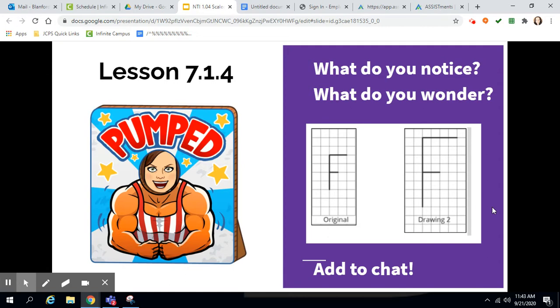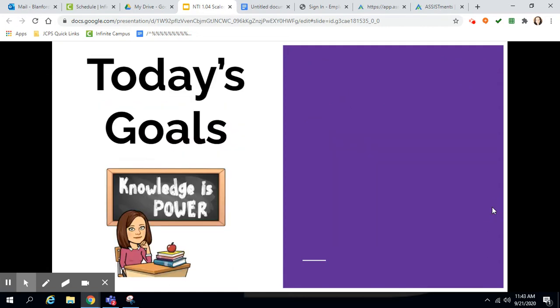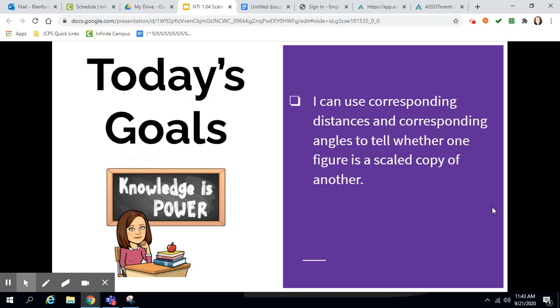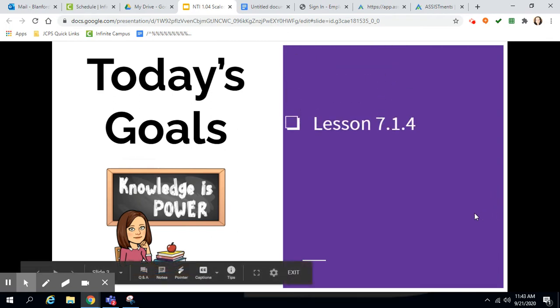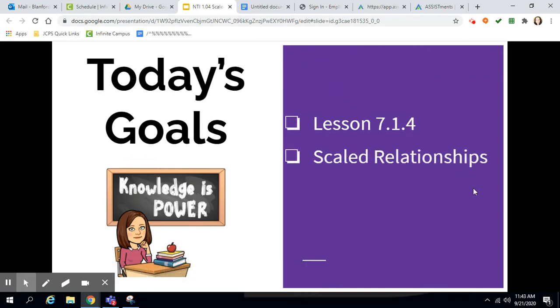Now let's move on to our objectives. Our goal today is that we're going to be able to use corresponding distances and corresponding angles to tell whether one figure is a scaled copy of another. So we're doing lesson 7.1.4, which is scaled relationships.